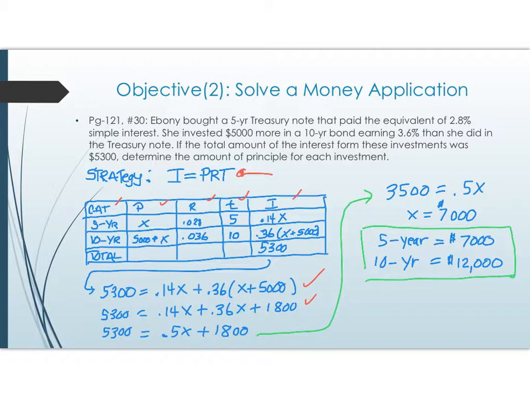You will notice then that I can combine the x terms, and I get 0.5x plus 1,800 is equal to 5,300. And now I can subtract 1,800 from both sides of the equation, and I get 3,500 is equal to 0.5x. I can divide both sides by 0.5, and I get x is equal to 7,000. So the 5-year is going to be $7,000 I'm going to invest, and I'm going to then invest $12,000 into the 10-year.